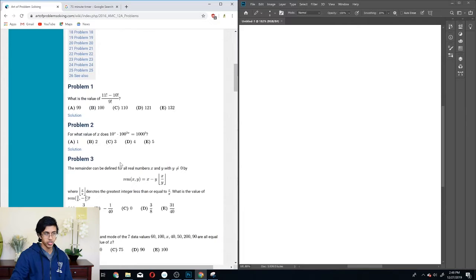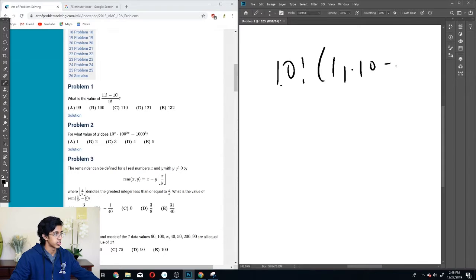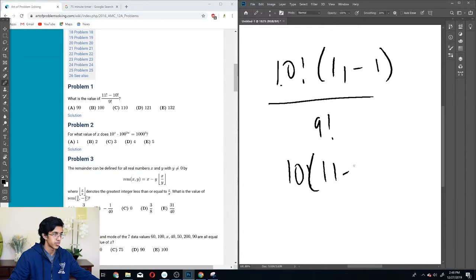Okay, 11 factorial minus 10 factorial. Let's factor out the 10 factorial. We get 11 times 10 minus that's 11 minus 1 over 9 factorial. And then you get 10 factorial times 11 minus 1, but there's 10 times 10, which is B, 100.